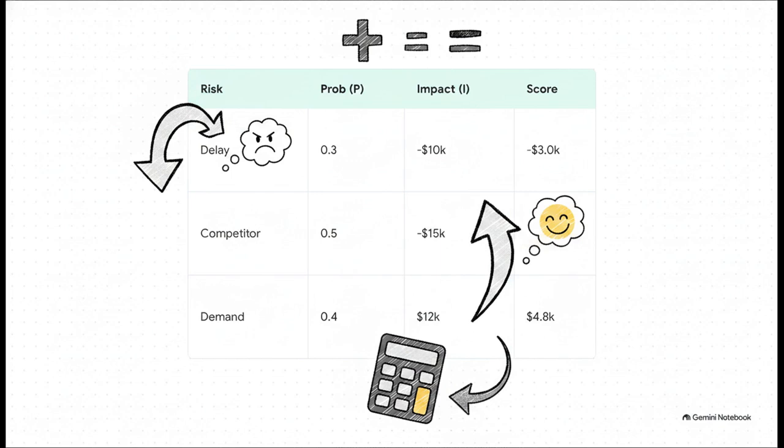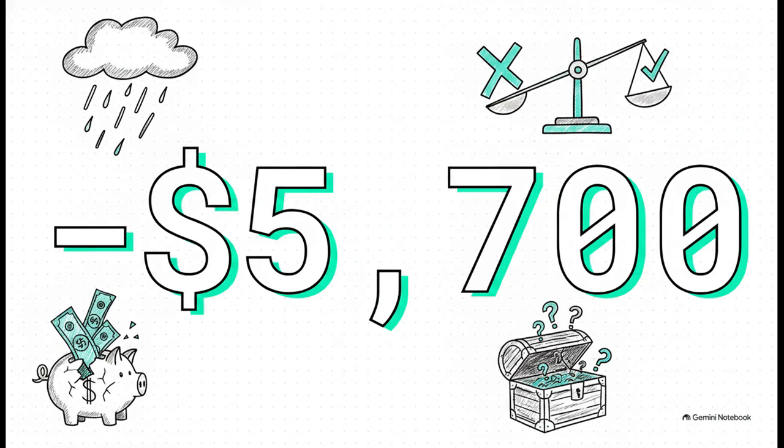To find the expected monetary value of the whole project, we just sum up those individual risk scores. So, for this example, our crucial final calculation comes out to negative $5,700. By simply adding up negative $3,000, negative $7,500, and positive $4,800, we arrive at our total EMV.